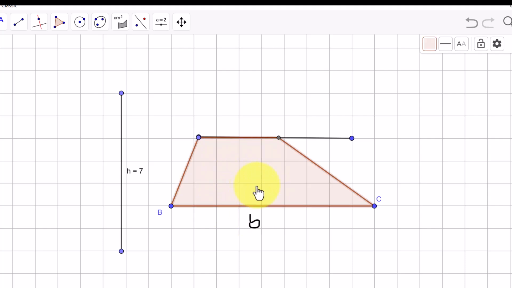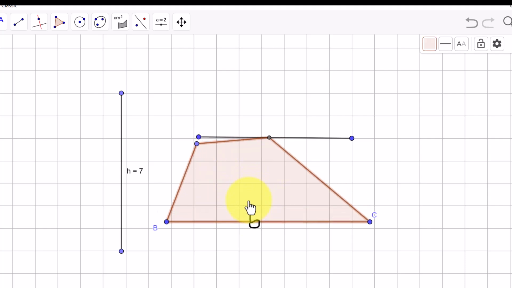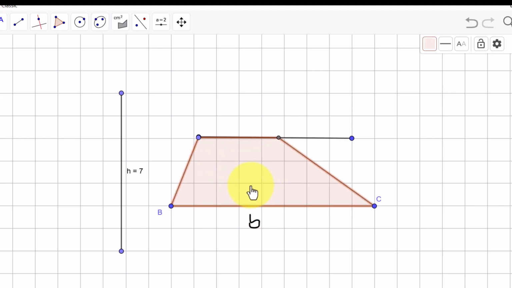You can see that this is a trapezium gotten from the base of a triangle. This is a trapezium you got from cutting off the head of a triangle. So take note of that one. So that is a trapezium.